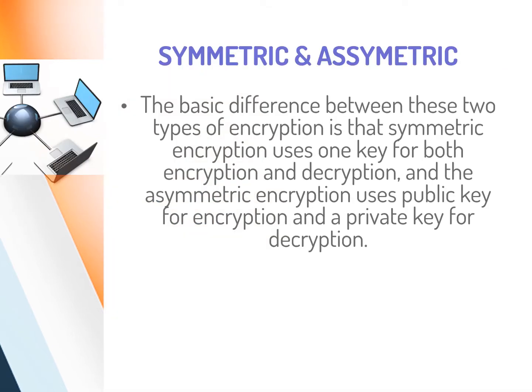So what is symmetric and asymmetric? These are two types of encryption, whereby symmetric encryption uses one key for both encryption and decryption, and asymmetric encryption uses a public key for encryption and a private key for decryption.